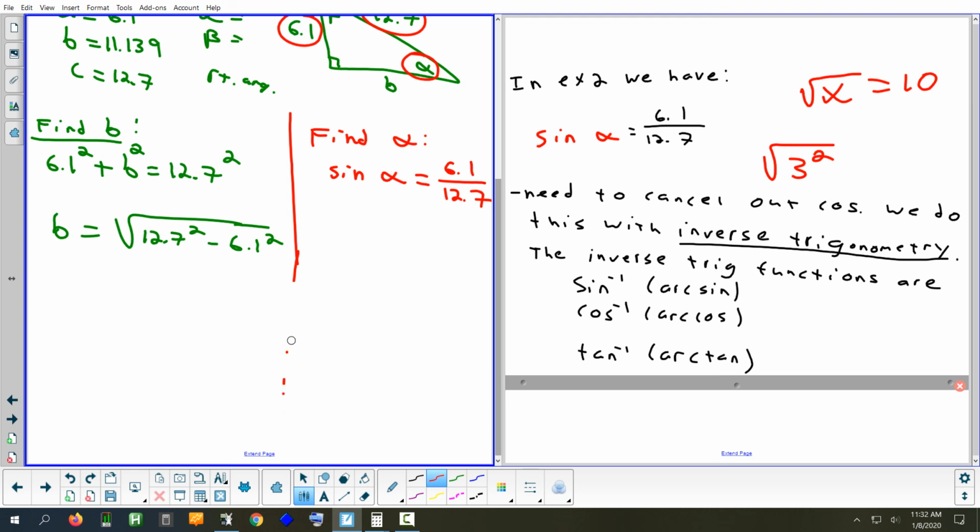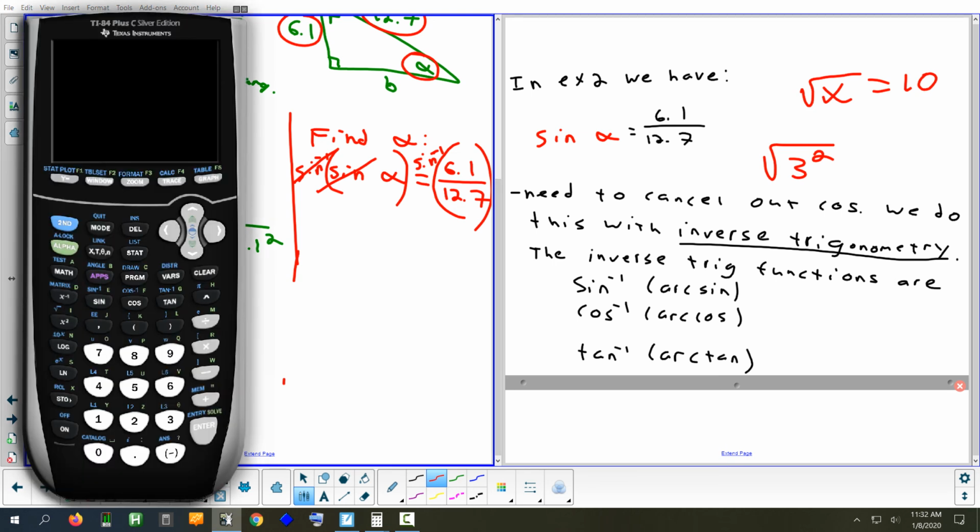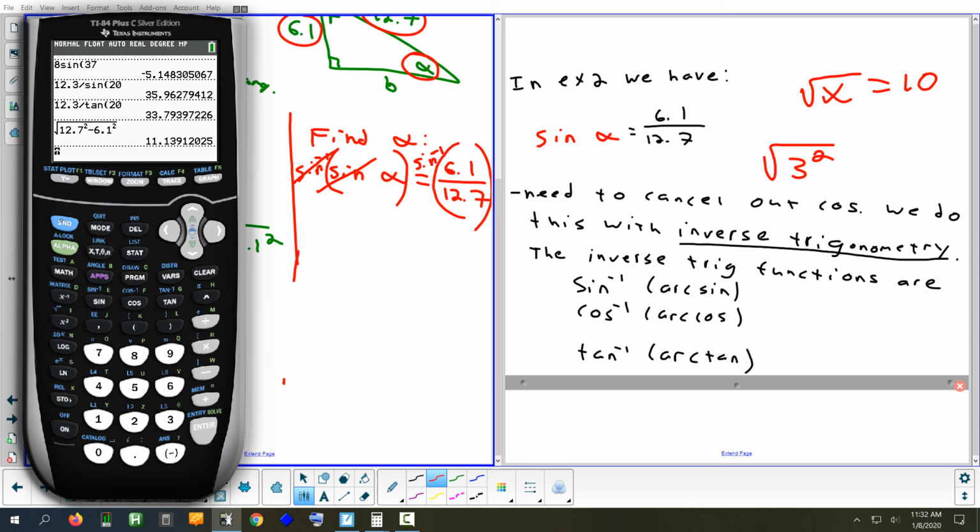Okay? So take inverse sine of what's on the left. I don't really have enough space, so I'm just trying to squeeze it in. Take the inverse sine of what's on the right. Inverse and regular sine cancel out, just like square and square root. And now we type it in. Second, inverse sine, 6.1 divided by 12.7. We get 28.706 degrees.